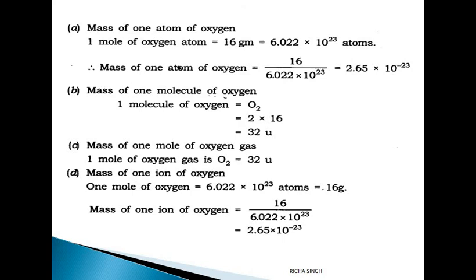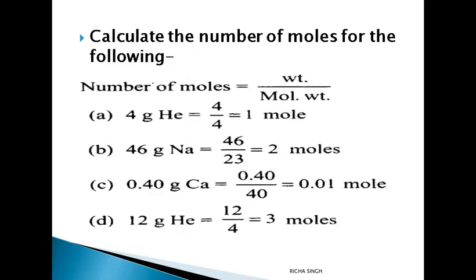Same way, mass of one molecule, because molecule means 2 atoms are combining, is equal to 32 u. Mass of 1 mole of oxygen is again 32, because you know that oxygen gas exists as O2, 2 atoms combining. Now number of moles you know: the weight given upon the molecular weight. 4 grams of helium is given here, so 4 upon the atomic weight of helium, which is 4. So 1 mole is the answer.